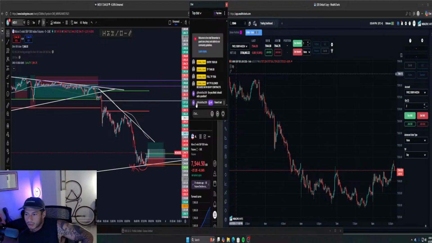Anybody else in this trade? I know Rosie's in the trade. Anybody else in here? Type in the chat if you're in this trade. Angel, Enrique, Lalo, any of you guys around?